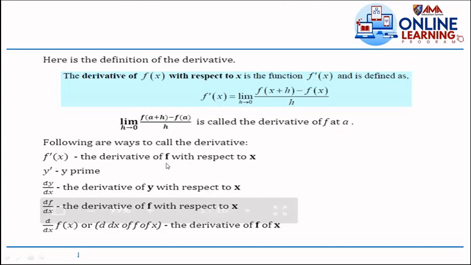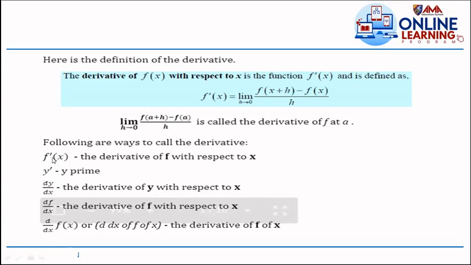Okay? So following are the ways to call the derivative. f prime of x is the derivative of f with respect to x. At the same time, if our variable is y, we call that y prime. Or y prime is the same as another formula for the first derivative: dy over dx, the derivative of y with respect to x. Okay? df over dx is now your equivalent of f prime, the derivative of f with respect to x. Then d over dx of f of x is now the derivative of f of x. Okay? So these are examples of the first derivative.